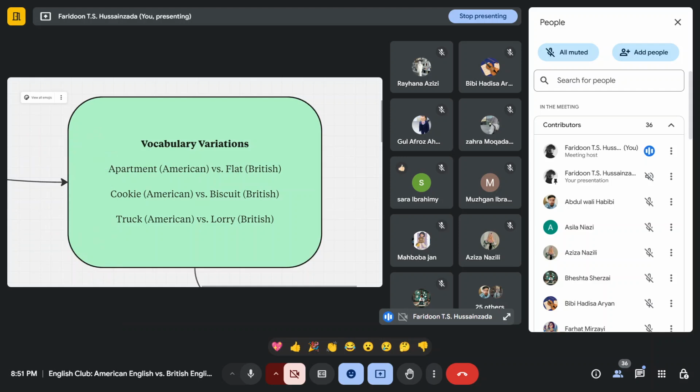That's it. And the last one is the difference in the word truck. Truck is American, and lorry, remember here, guys, lorry, this is British.